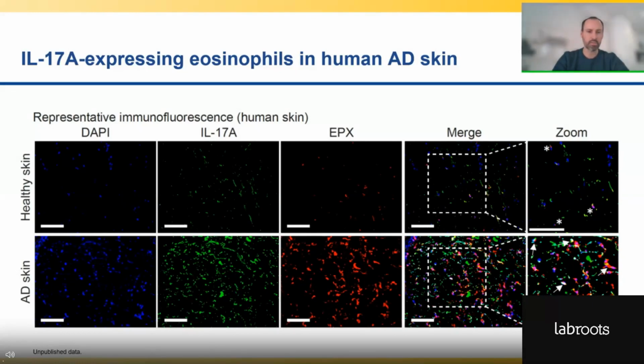However, when we look at atopic dermatitis skin, we see an abundance of IL-17A and abundance of eosinophils in the skin. And when we zoom in and look at the merged image, we see by yellow and white that there's an overlap between the IL-17A and eosinophils in the skin of atopic dermatitis patients, suggesting that in human AD patients, there is eosinophils producing IL-17.